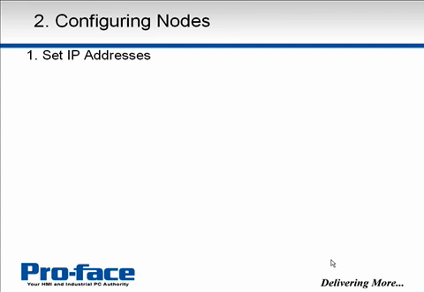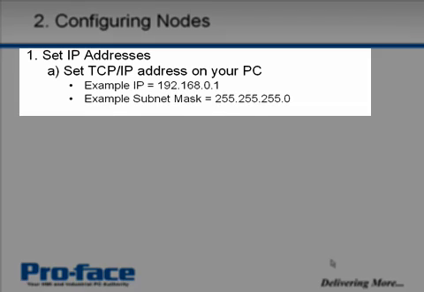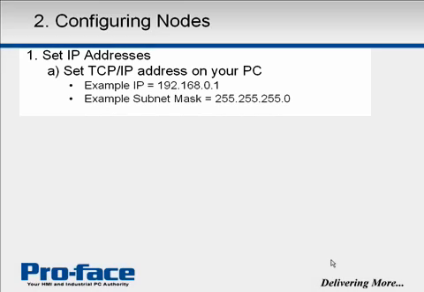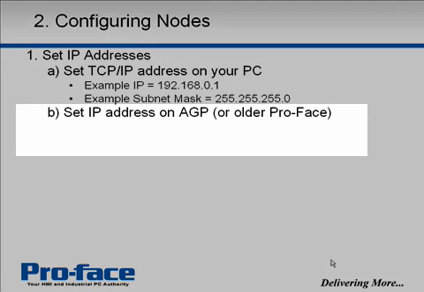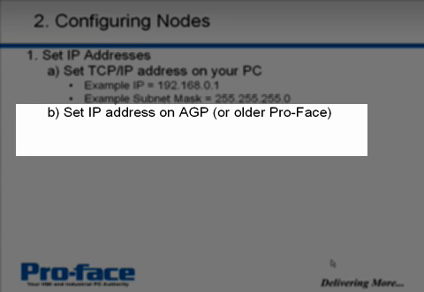Start configuring a node by setting an IP address if it hasn't already got one. You set a TCP IP address on your PC along with a subnet mask. On an AGP or an older Proface, you also have to set an IP address by taking the AGP into an offline mode.